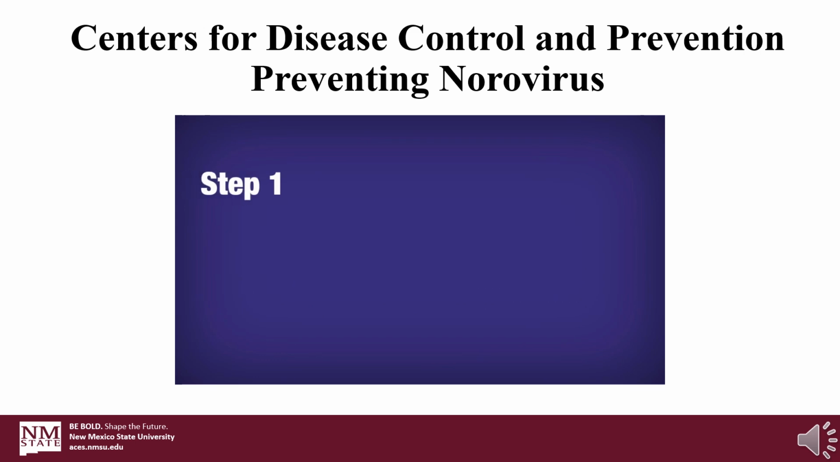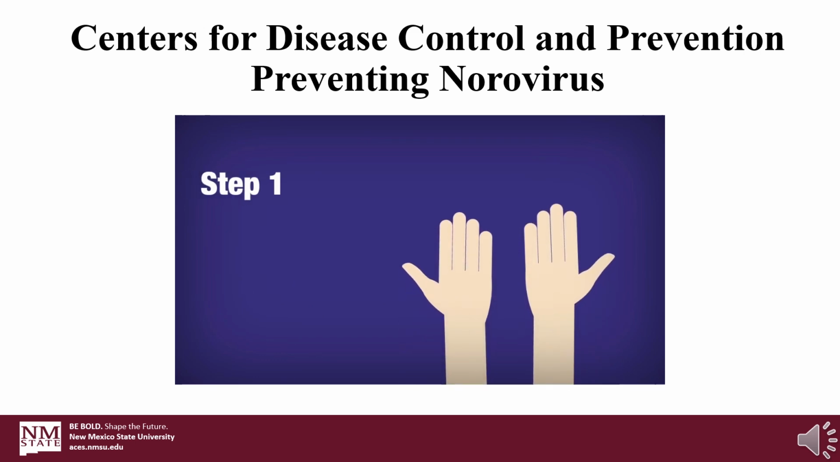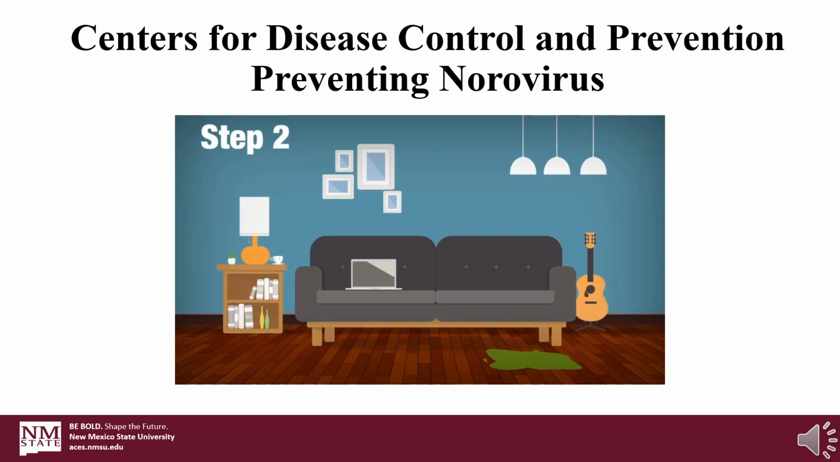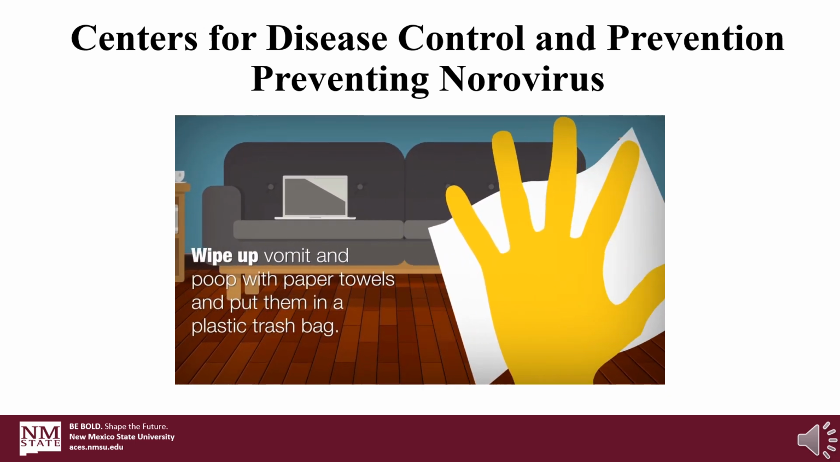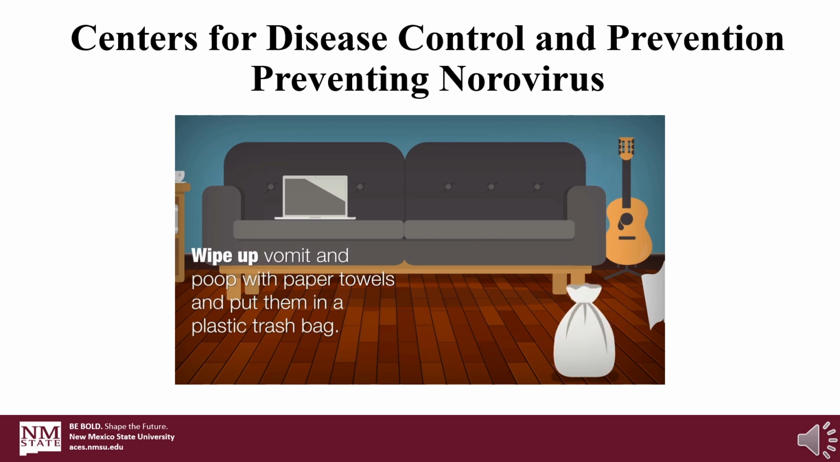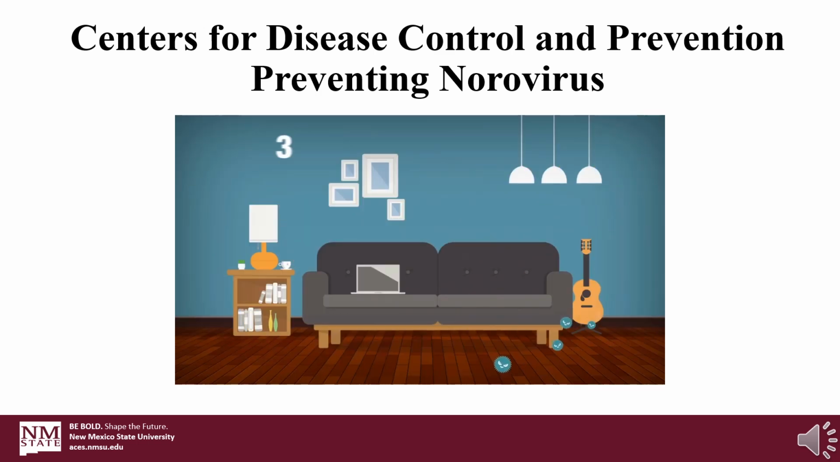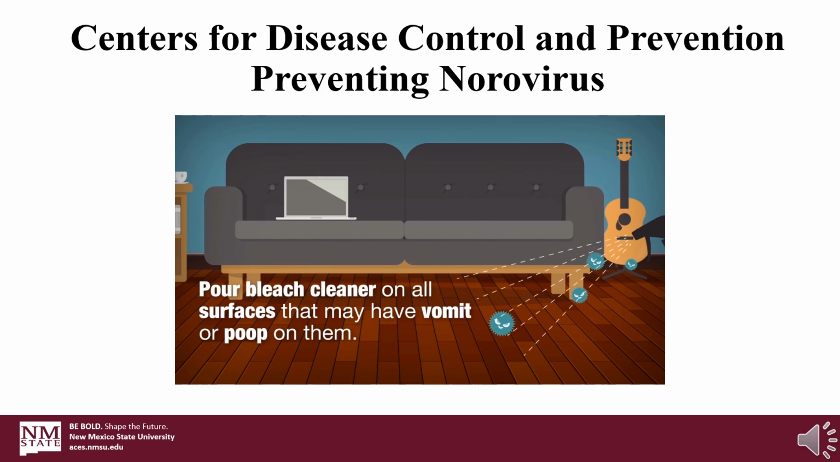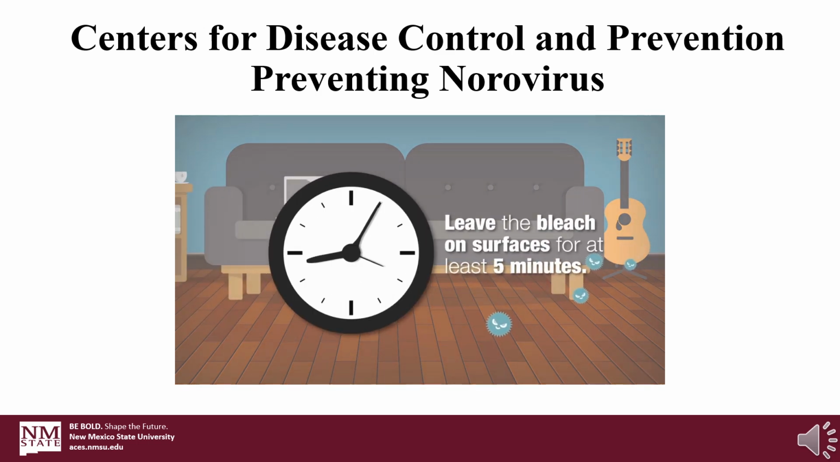Step 1. You don't want norovirus to get on your hands or in your mouth while cleaning up vomit and poop. Protect yourself. Put on disposable gloves and a mask if you have one. Step 2. Wipe up vomit and poop with paper towels and put them in a plastic trash bag. Step 3. Pour bleach cleaner on all surfaces that may have vomit or poop on them. Leave the bleach on surfaces for at least 5 minutes.